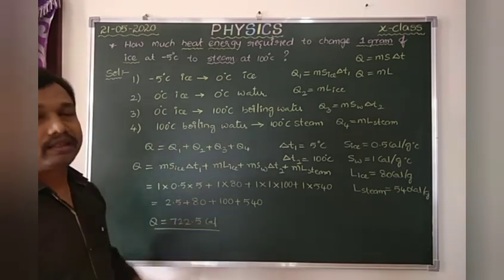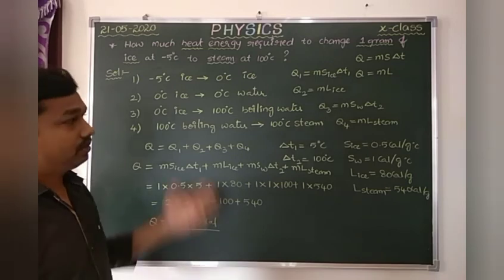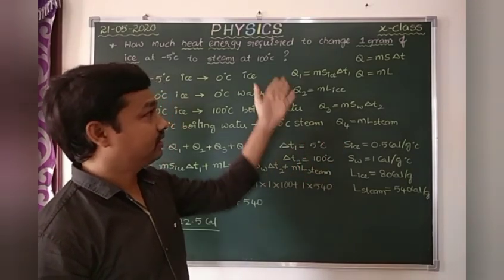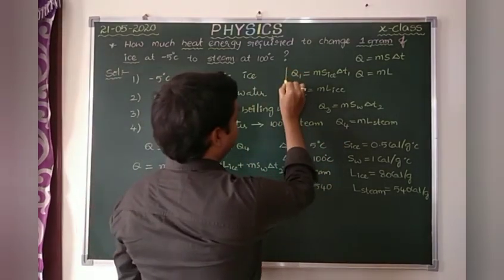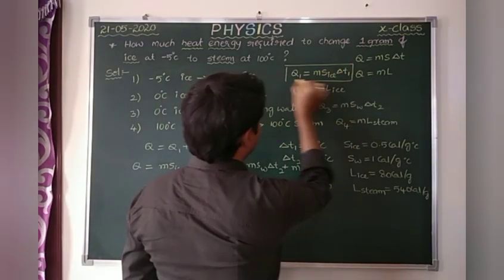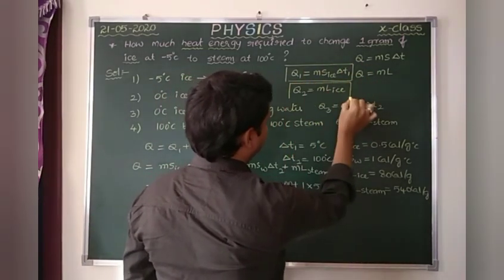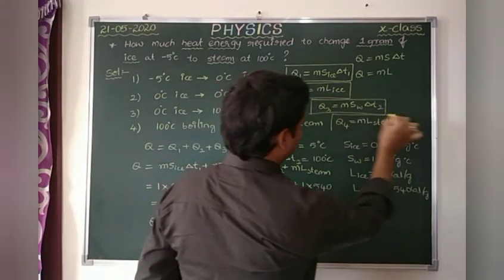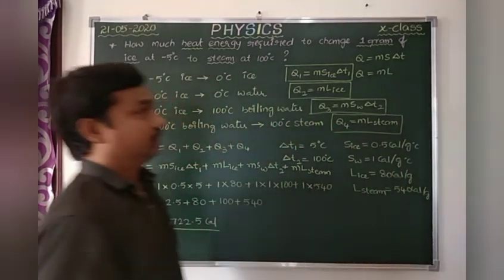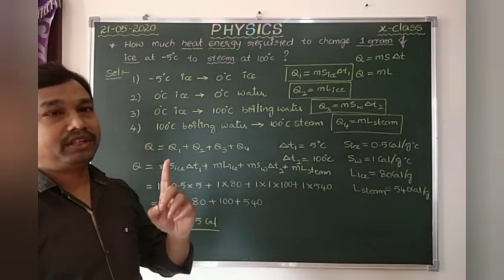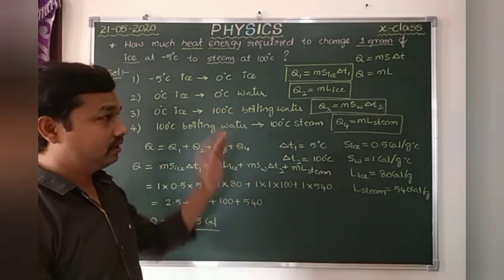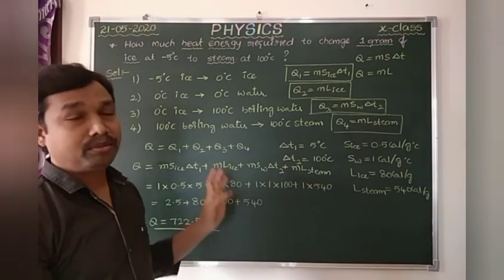This is one problem which is important for you in 10th class. So once check it. These are the values which remain constant. These are the formulas we are using in this: Q1, Q2, Q3, Q4. If there is a change in temperature, one formula we need to use. If there is no change in temperature, one more formula we need to use. This is one problem which is very important to you.